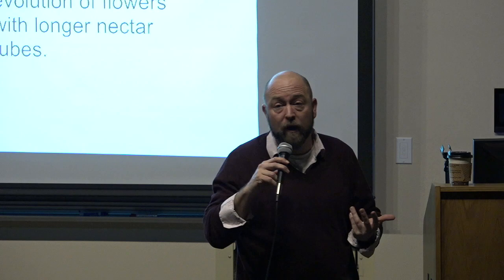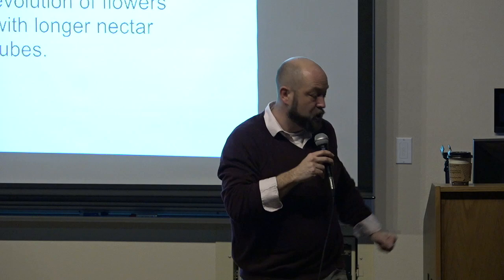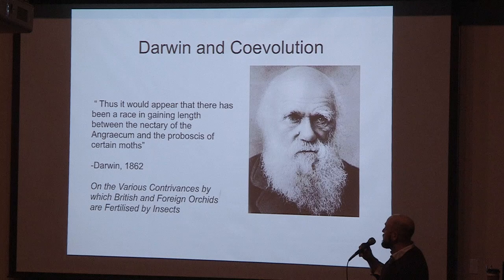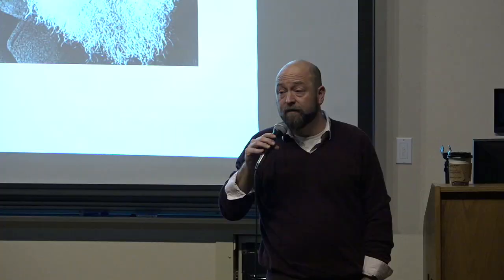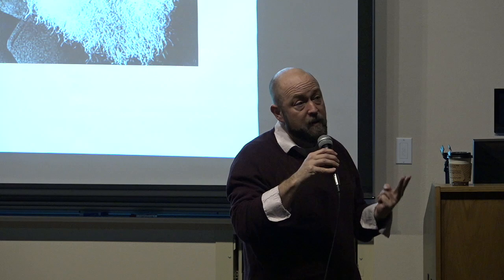They're both accelerating, okay? And Darwin actually is the first person to talk about this idea, so in the same book he writes, "It would appear that there has been a race in gaining length between the nectary of Angraecum and the proboscis of certain moths." Okay, so at this point we have two ideas that Darwin has put out there. One of them he borrowed from the Frenchman, but that one, maybe pollination is somehow related to the fact that there's so many plants with flowers. And two, maybe plants and insects co-evolve. Maybe changes in plants can cause changes in insects, and changes in insects can cause changes in plants, or changes in pollinators. There are other things besides insects that pollinate, birds, bats, stuff like that. Does that make sense? Promise I'll come to the questions.